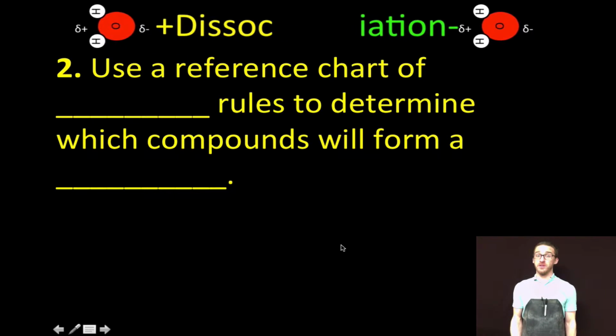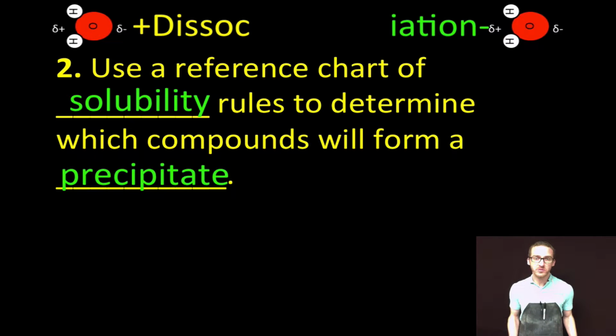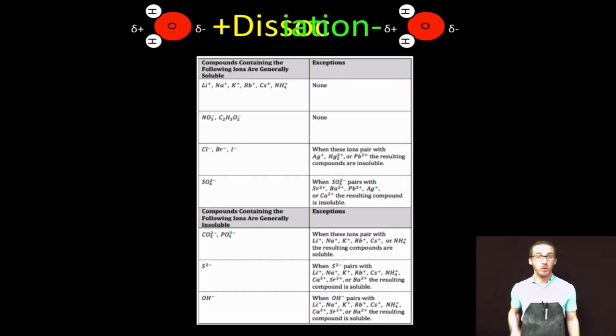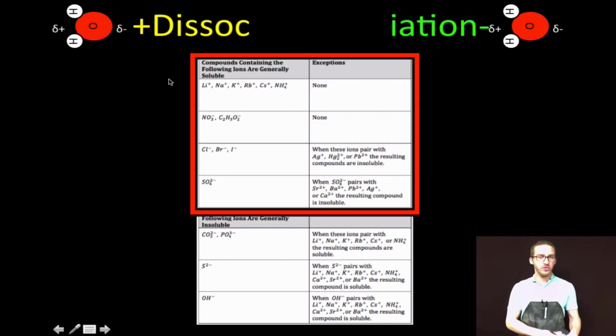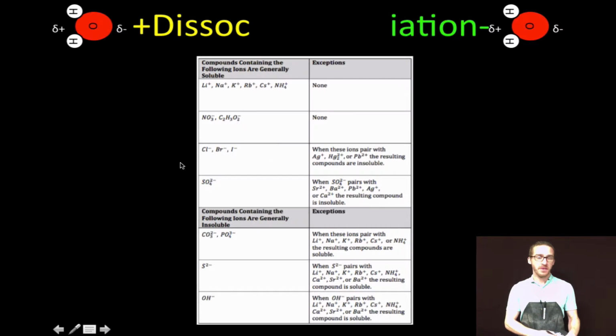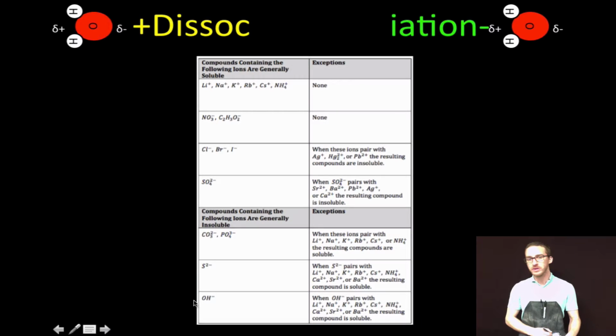Now, importantly for this video, you want to be comfortable using a reference chart of solubility rules to determine which compounds will form precipitates, which things will be insoluble in solution. And lucky for you, you've got a handy dandy solubility rule chart in the front of each of your booklets on your formula chart for you to use at any time. Notice that you're given a list of ions that when found in compounds will mean that those compounds are generally soluble, and you're given a list of ions that when found in a compound, those compounds will be generally insoluble.